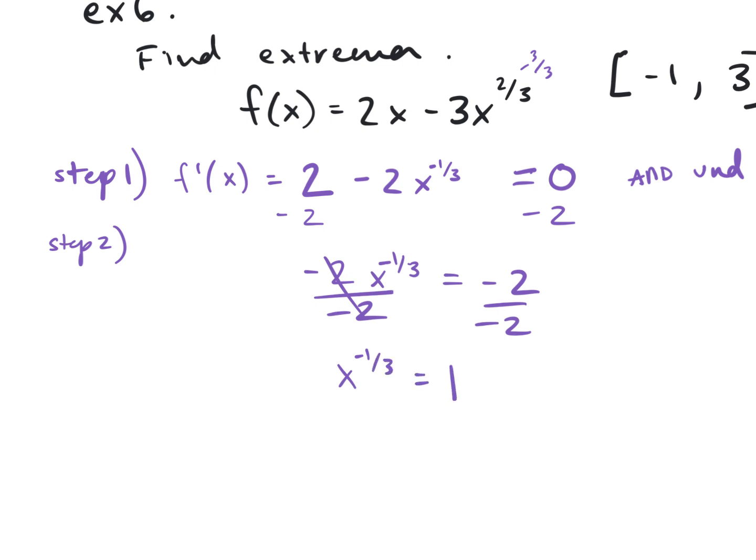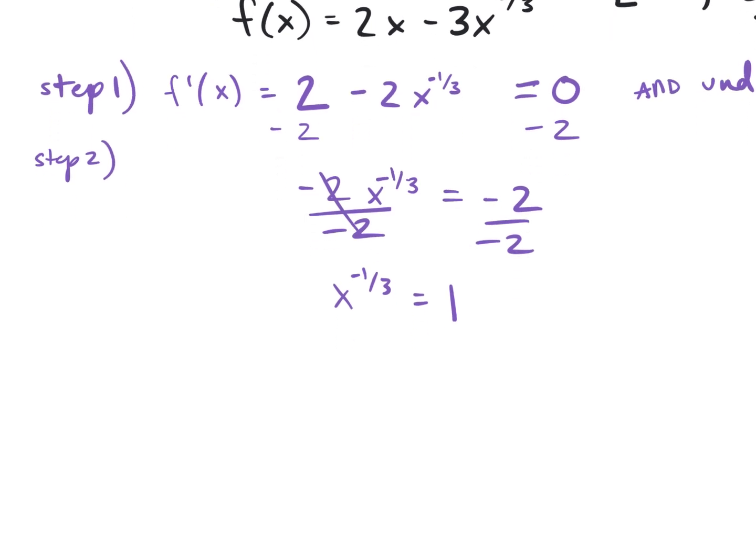If you want to change your exponent, if you don't like negative exponents, we can change it. It would be 1 over x to the 1/3 power. Or if you don't like fractions as your exponent, you can change it to be a radical. Either way is equal to 1. If you changed it to be a fraction, you can multiply both sides. So you end up with x to the 1/3 equals 1.